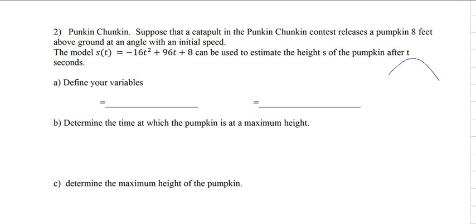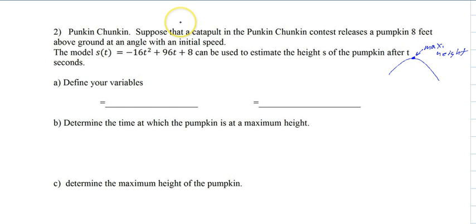This is pumpkin chunkin'. And so they're going to shoot stuff off of a catapult. And when you do, it has this shape, right? Parabola again. So right here, this would be our maximum height. Get the idea? It's the same basic principle. So if we use the Vertex formula, it'll give us the t, the time, that gives us a maximum height.